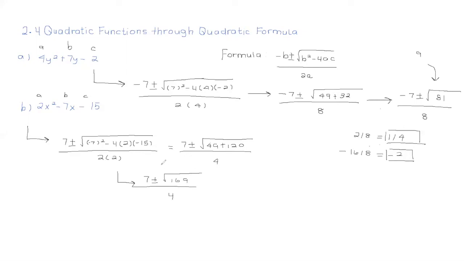We know that the square root of 169 is 13. 7 plus 13 is 20, and over 4 is 5. We also know that 7 minus 13 is negative 6, and over 4 is negative 3/2. So these are our two solutions for this quadratic equation, 2x squared minus 7x minus 15.